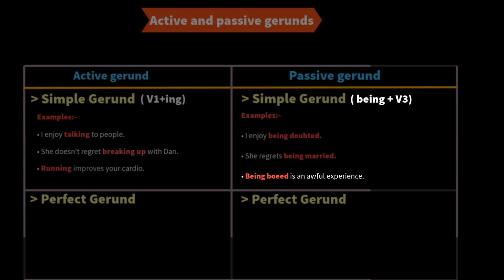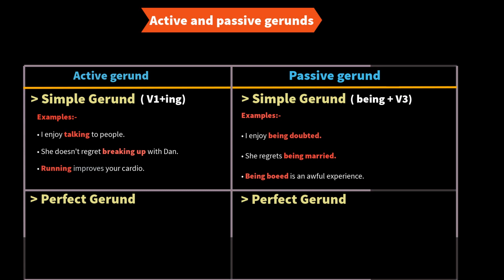Why are we using a passive simple gerund, not an active simple gerund? Because you are not doing the action of booing. Somebody else is doing it to you. Somebody else is booing. You're not booing. All right. Being booed. Being booed by somebody is an awful experience. All right. Let's look at the next example.